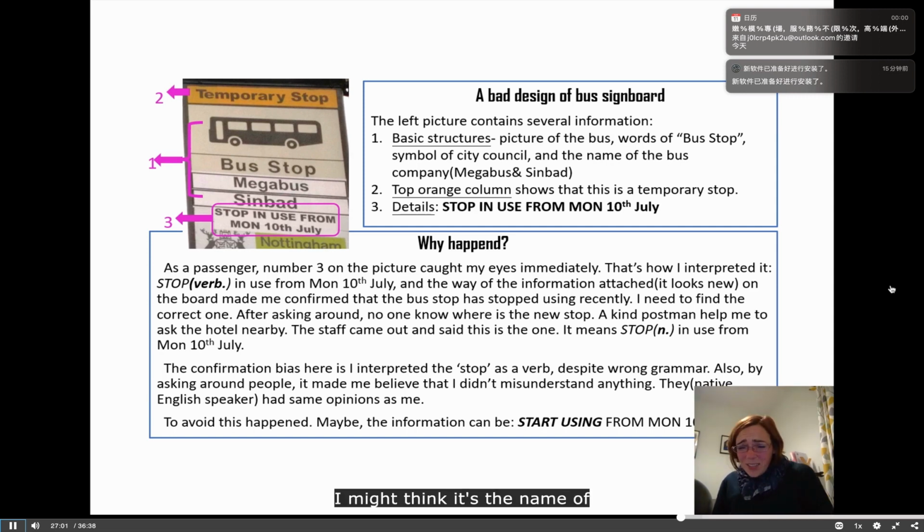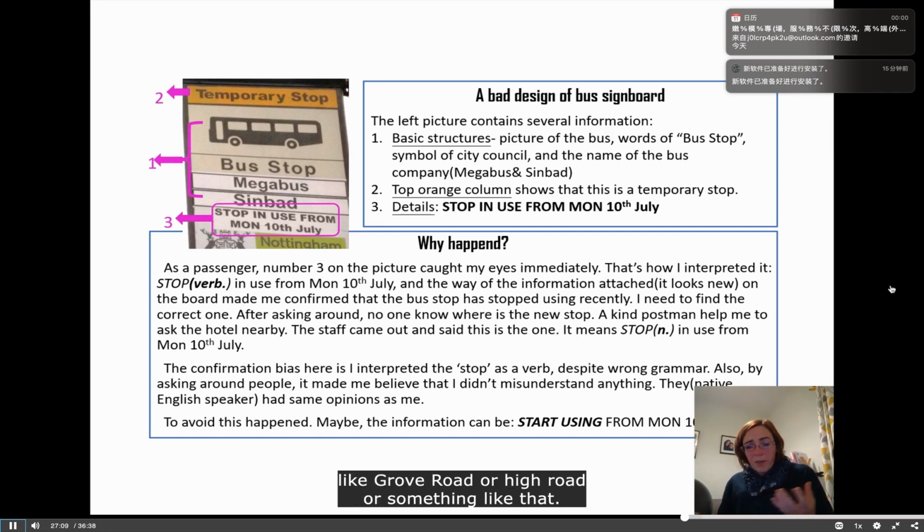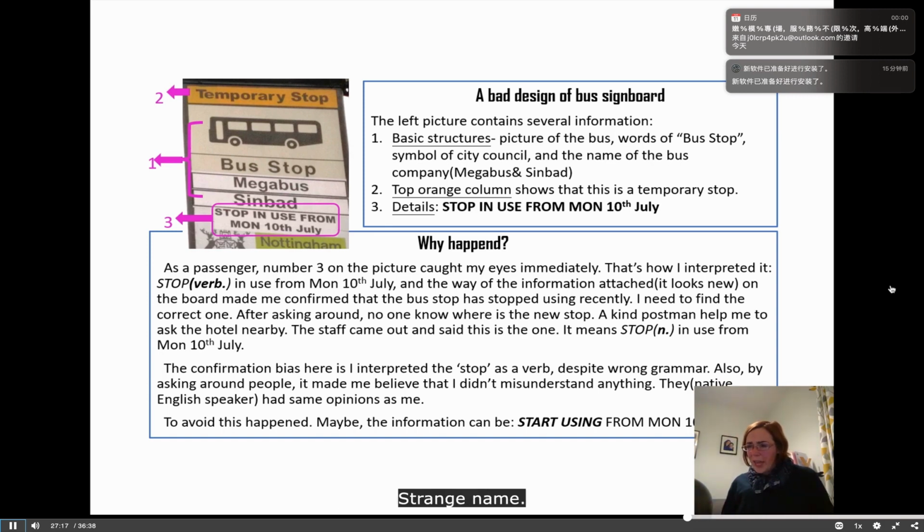I might think it's the name of the bus stop, because sometimes bus stops are given names like Grove Road or High Road or something like that. So I suppose I might think it was the name of the bus stop. But Sinbad is a bit of a strange name, so I'd be a bit surprised if that was the name of the bus stop. Then at the bottom it says stop in use from Monday 10th of July.